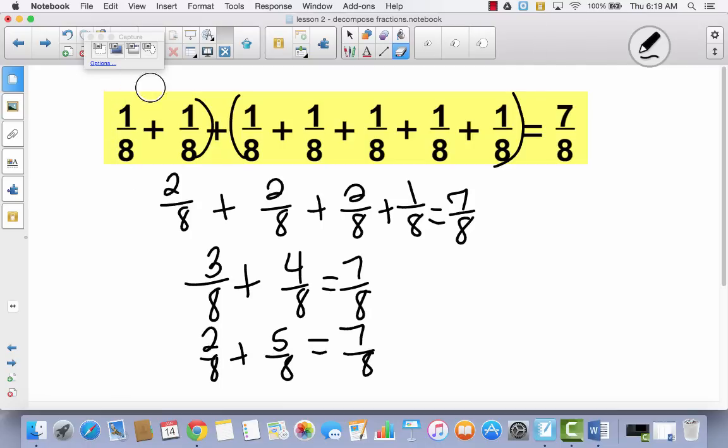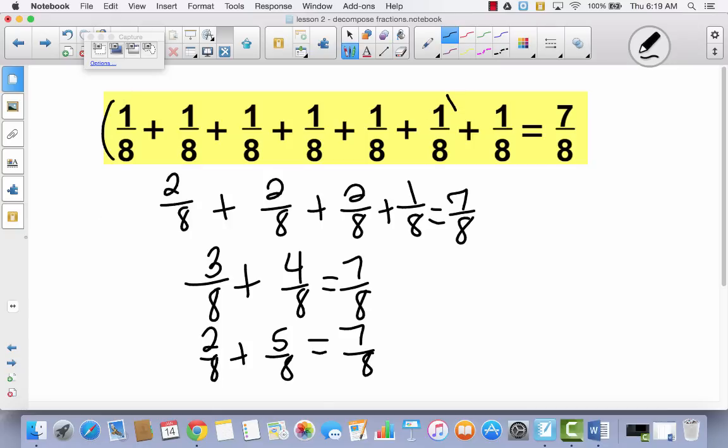I'm going to go ahead and do one more. You may have come up with some different ones, and that's okay. I'm not going to try to make us find all of them because that would kind of take forever. What if I put parentheses around 6 like this, and then I left 1 by itself? So that would be 1/8 plus 6/8 equals 7/8. So again, these are all sums of unit fractions to equal the fraction 7/8.